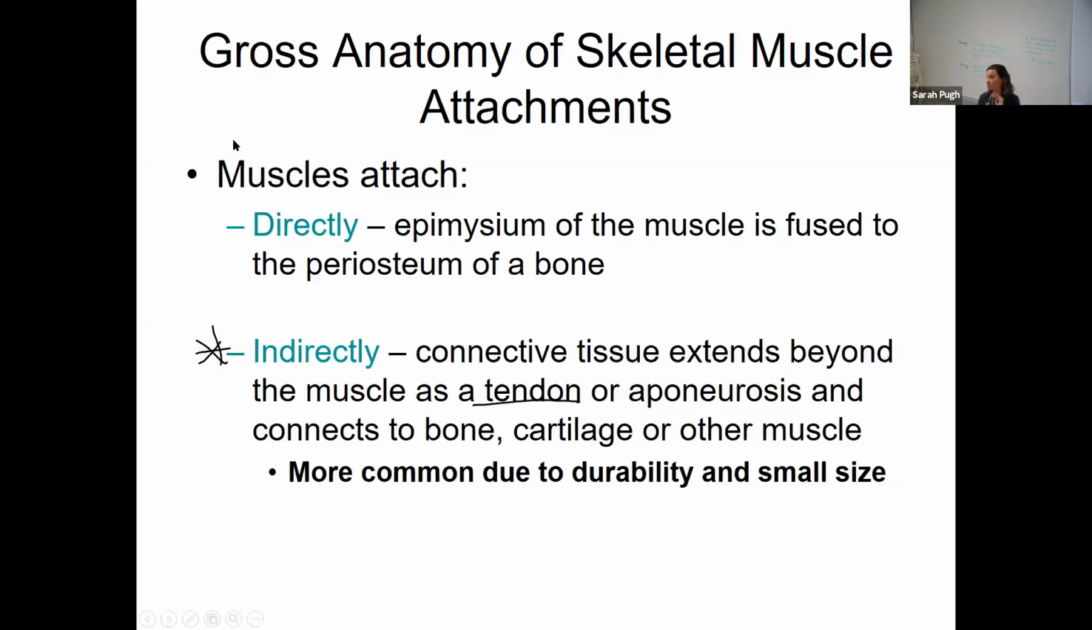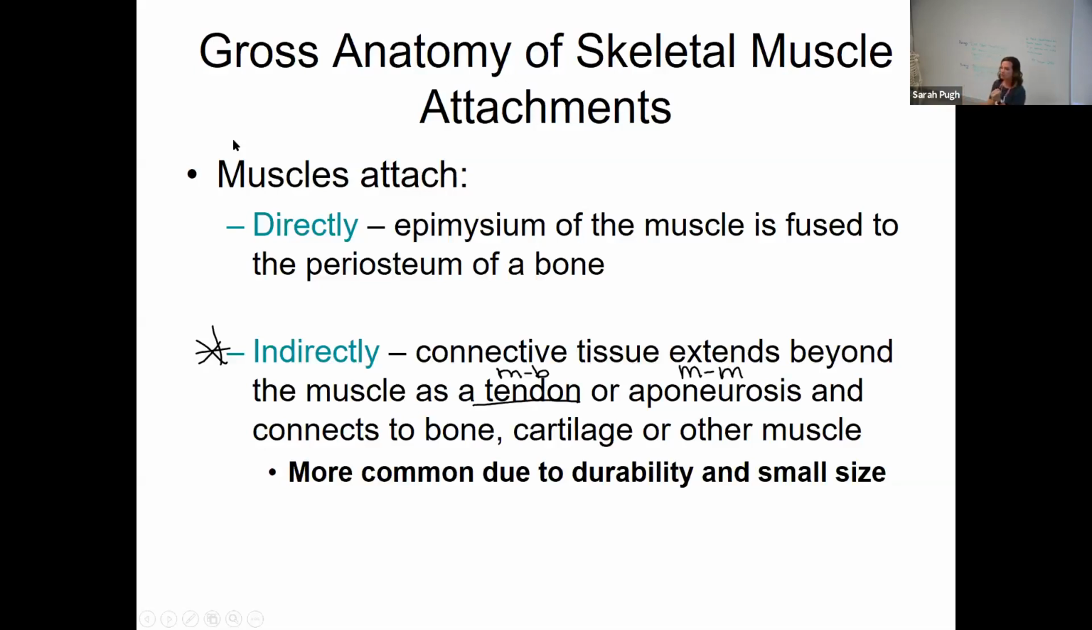There's also something called an aponeuroses. So a tendon connects a muscle to a bone. An aponeuroses connects a muscle to another muscle, okay? And typically, tendons and aponeuroses, these are way more common because they're small, they're very durable.